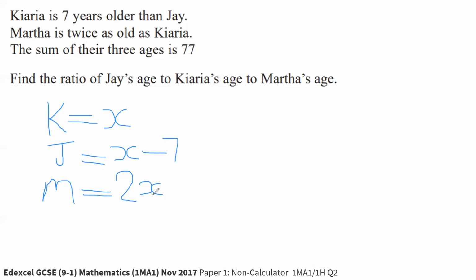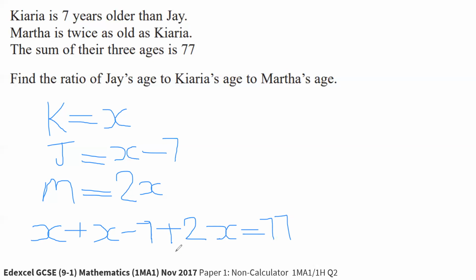Now I actually think getting to this algebra bit and realizing how to write these in algebraic form is probably the most difficult part of this question. So if you've got to this stage, you're doing well. So the next stage is we know that the sum of their ages is 77. So if we do x plus x minus 7 plus 2x, that equals 77. And then we can solve this equation to work out what x equals.